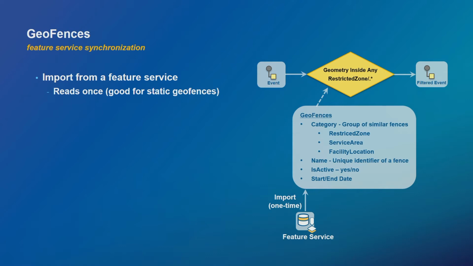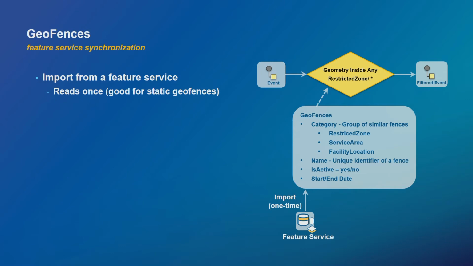Geofences can be loaded into GeoEvent using either feature services or stream services. You can use a one-time import. As you see here, you would connect to a feature service and load the contents of that feature service in and then be done with it. This might be like state boundaries or county boundaries, things that don't ever change.